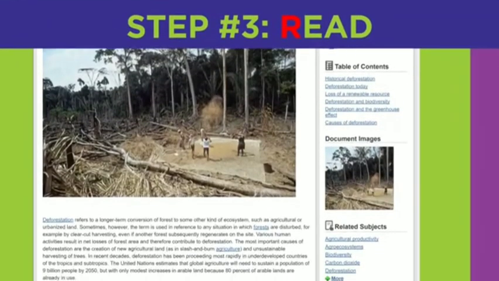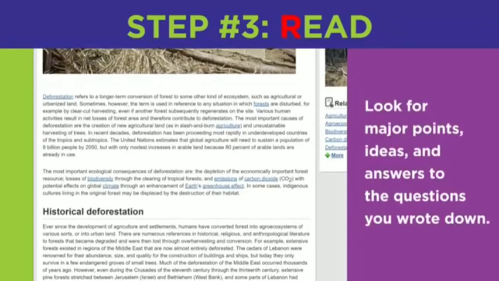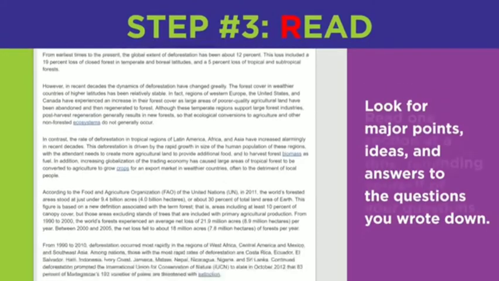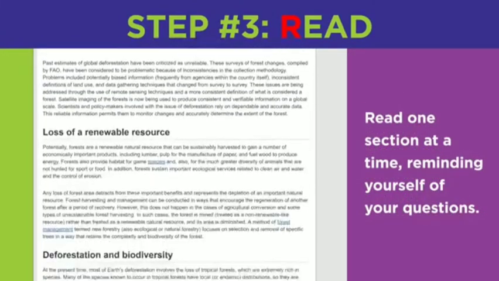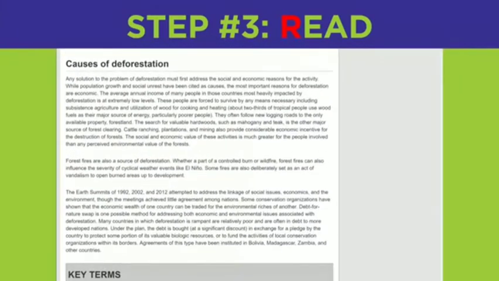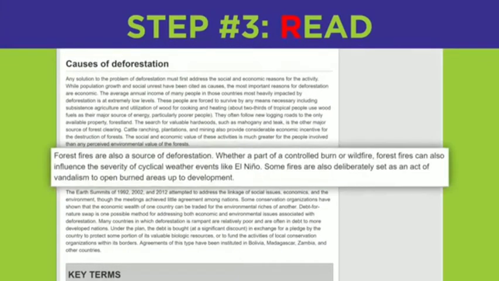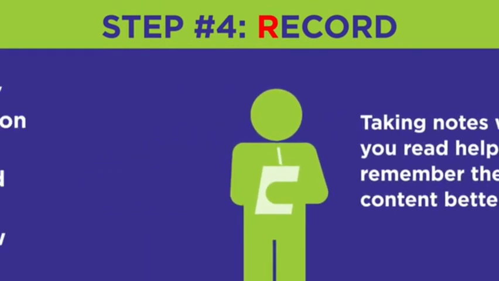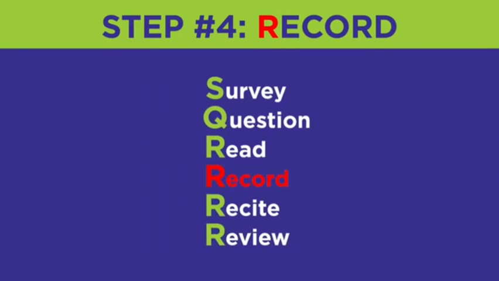For the third step, read the text carefully, looking for major points, ideas, and answers to the questions you wrote down. Read one section at a time, reminding yourself of your questions. For example, when reading this section, you'll notice that forest fires is one answer to your question, what are the causes of deforestation? Studies show that taking notes while you read helps you remember the content better. That's why record is the next step in the SQ4R method.